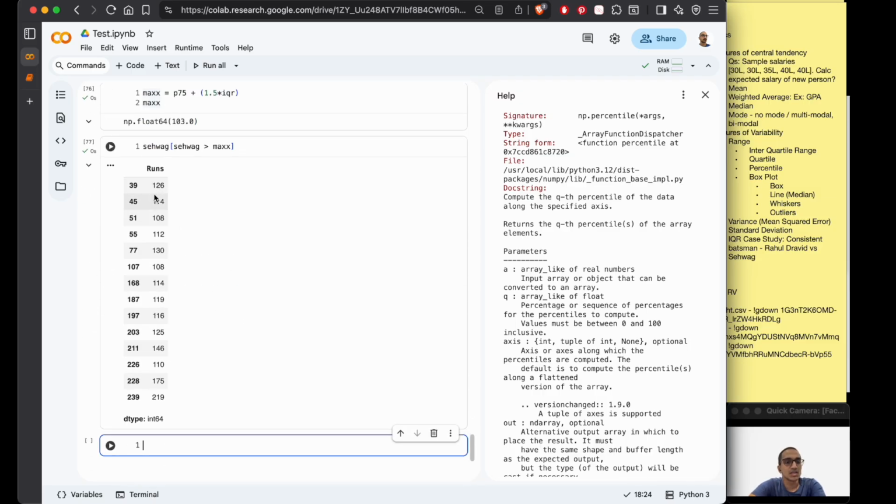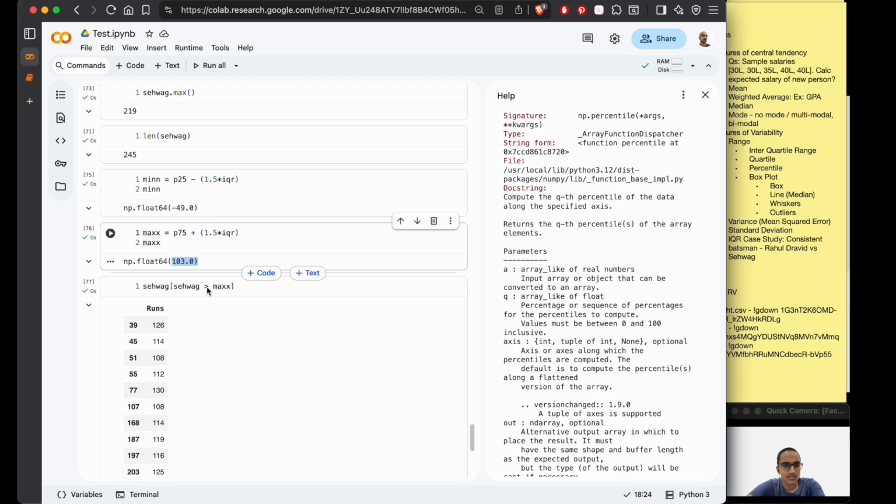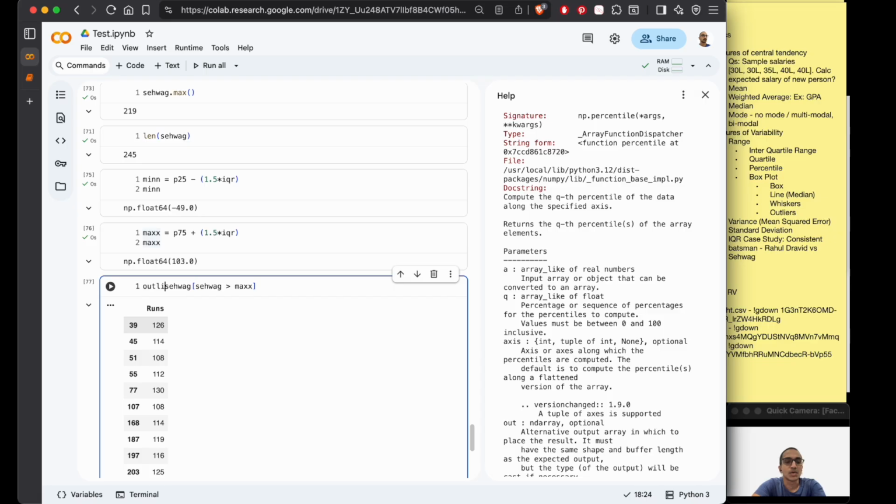So these are all the points greater than the max value in the box plot. As you can see here, these are all greater. Now all we have to do is, let's call them outliers.